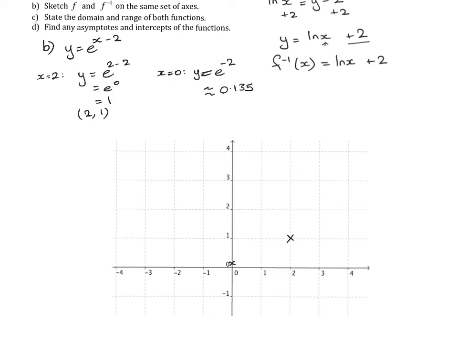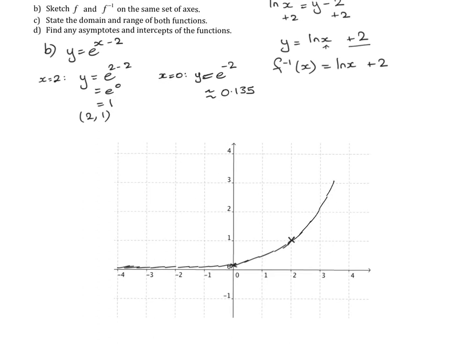Also, when y is 0, that's actually never going to happen because the exponential curve is always above 0. So I think we can see clearly that the curve will look something like this. Keep it very low on this side, slowly go up. If you want, you can sub in, say, 4 or 3 to estimate the value, but it should just slowly go up like that. So that's y equals e to the x minus 2.